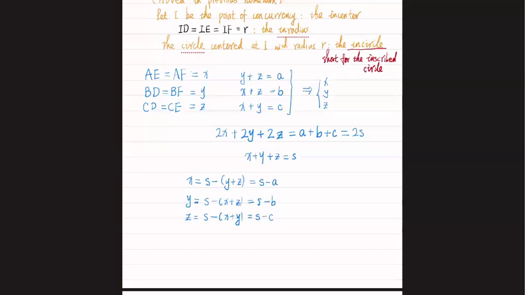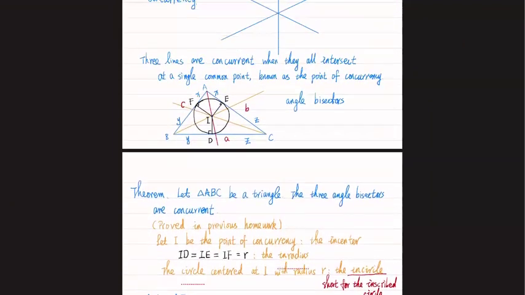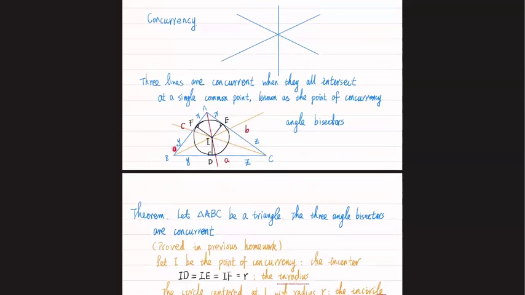Let me rewrite this one. It looks strange. I'm not sure what happened. Okay, we can know a little bit more. We find these three shorter sides. Next, we want to find the radius. How do we find this radius?